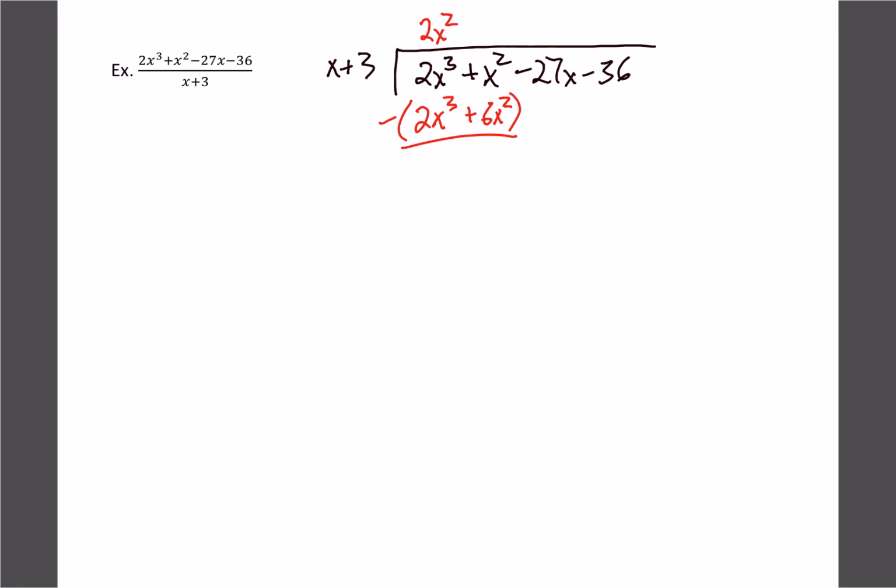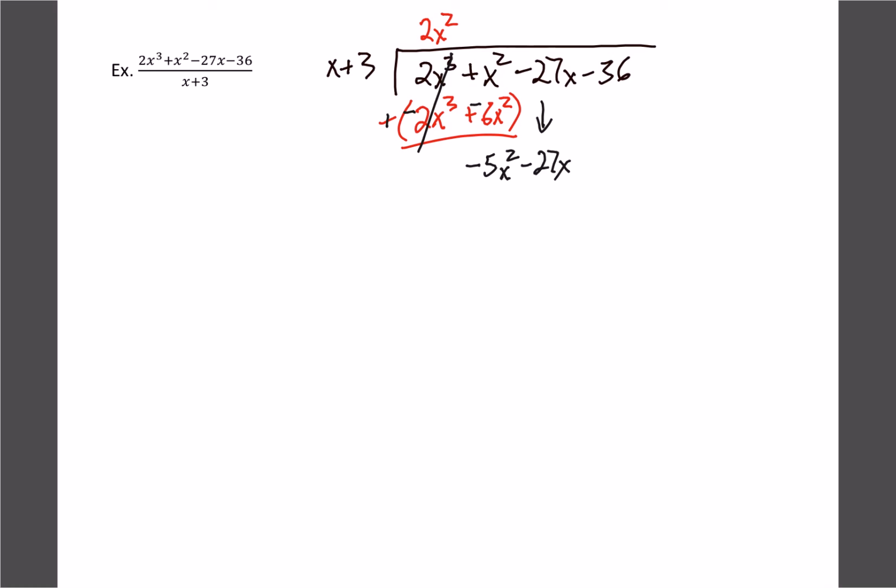We want to subtract all that. Once again, these would be negatives, so we change our signs. Those ones cancel. We end up with negative 5x squared. Bring down our 27x, and we're ready to start all over again for the next round.